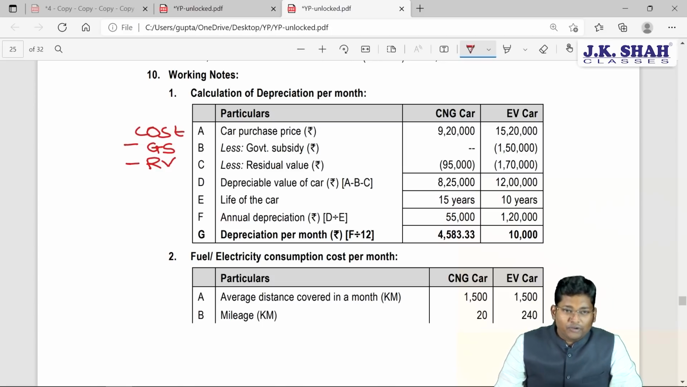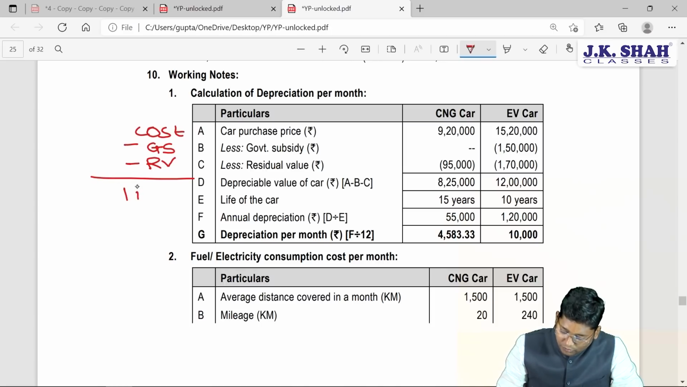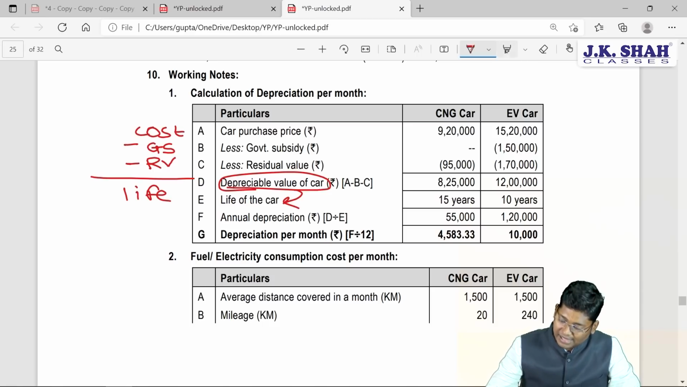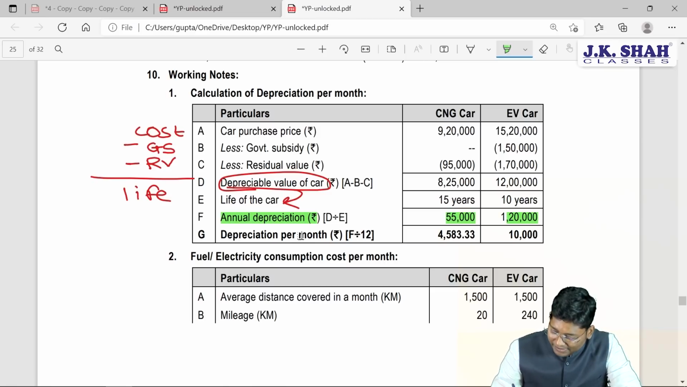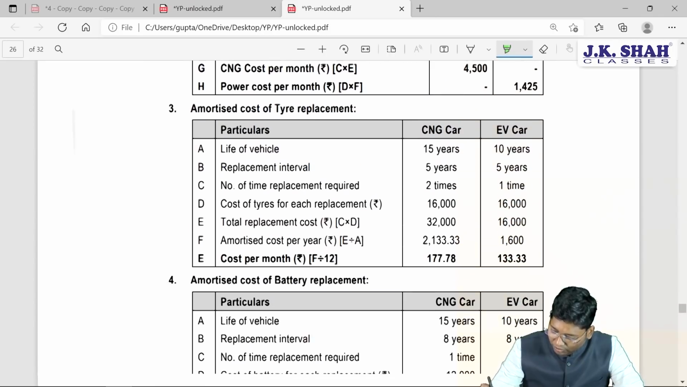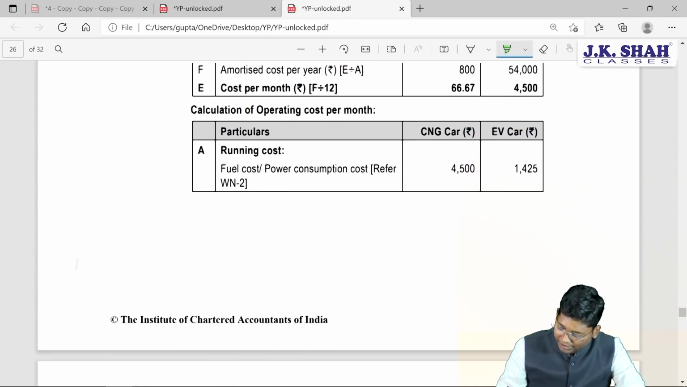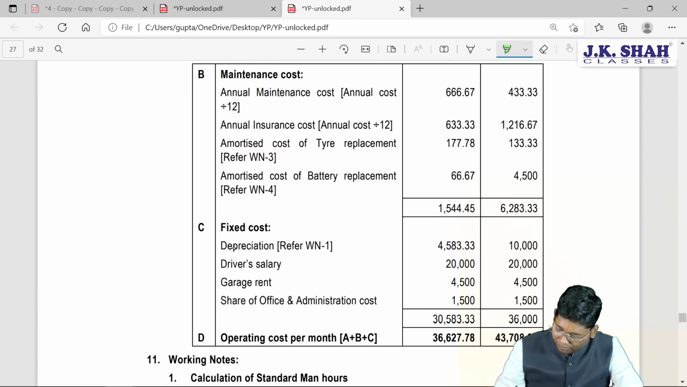And once this net cost is available, you have to divide this by the life of the car. So the depreciable value is divided by the life of the car, and once this calculation is done, you are going to get the annual depreciation. When you divide this depreciation value, which is computed on an annual basis, by 12, you are going to get the depreciation per month, as monthly cost is asked. So first depreciation is computed, and in the statement of overall cost, they have first recorded the depreciation value under your fixed expenses. You can check them. Depreciation according to working note number 1 amounts to rupees 4583.33 and 10,000 rupees.